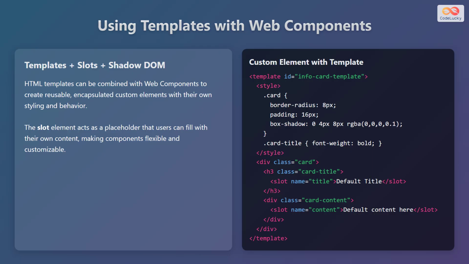Then there is a div with the class card. Within the card, there is a heading with the class card title. Inside the heading, the slot element has the name title and the default text, default title. And within the div element with the class card content, the slot has the name content and the default text, default content here.